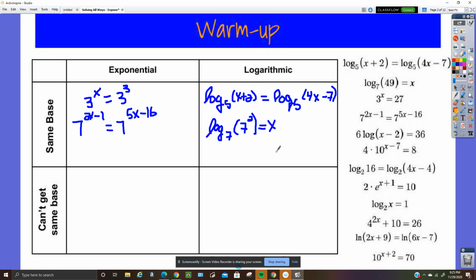And the next one, it doesn't have the same base. When there's no base written, it's 10, so this goes here. This one, not the same base. This one has the same base. It's a logarithm, goes here.